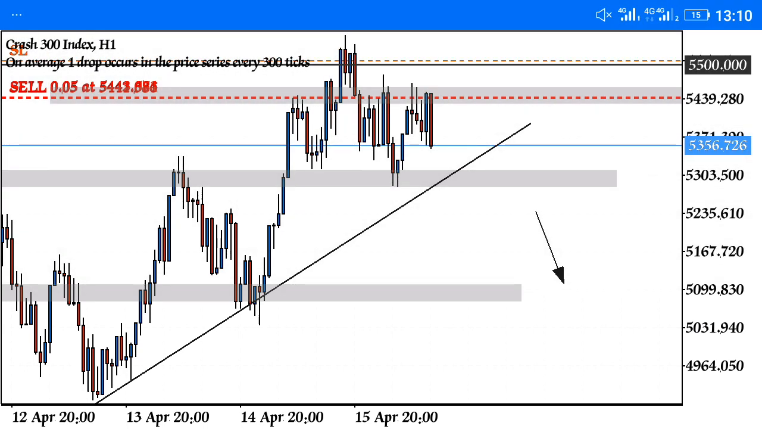Yeah, so psychological level is what you look out for, like where you have the 5,500, those random numbers that you can think of. Now I'm going to explain in simple terms what psychological level is. Psychological levels are those numbers, right?